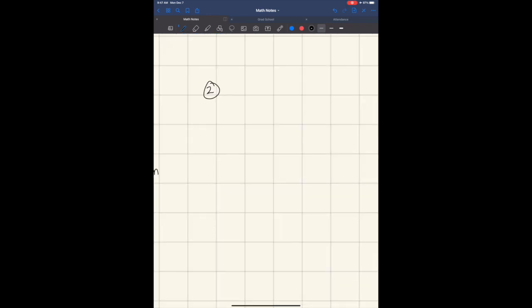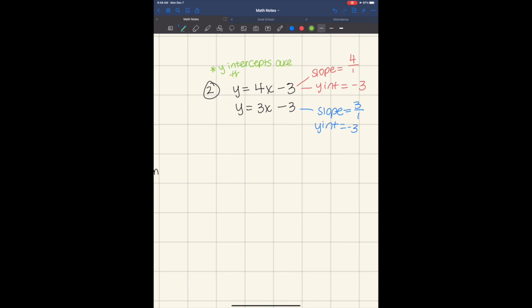For the second example, we have the lines y equals 4x minus 3 and y equals 3x minus 3. So our slope for the first line is 4 over 1, and our y-intercept is -3. And the slope for the second line is 3 over 1, and the y-intercept is -3. So as you can see, they both have the same y-intercept. So whenever we graph them, they should start at the same point, and that means that's where they cross.